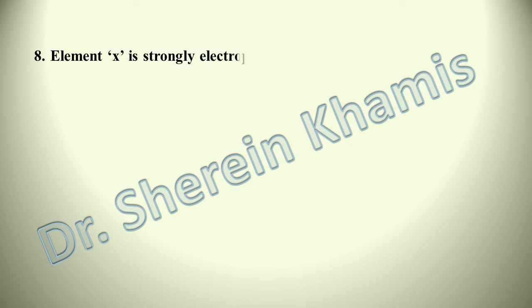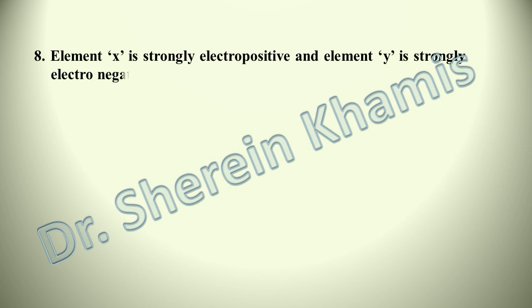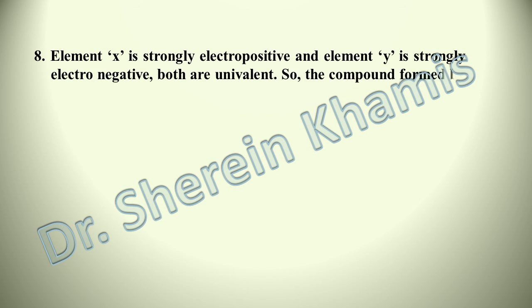We have question number 8. Element X is a strongly electropositive element, and Y is a strongly electronegative element. Okay, one of them electropositive and the other is electronegative. Both are univalent, as uni means monovalent, so the compound formed by them would be, we have here the shape of the compound or bond that formed.